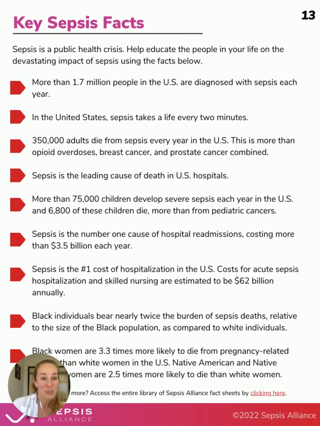We've also included some key sepsis facts to help you keep spreading that message. There's a lot of scary facts out there about how impactful sepsis can be. And so these facts you can use on social media, you can use in company newsletter, you can use it in casual conversation to let people know why it is so important to raise awareness about sepsis this September and all year round.